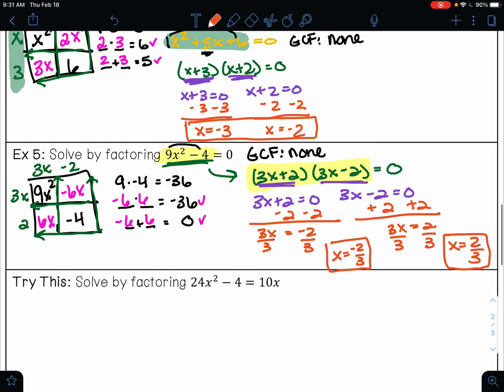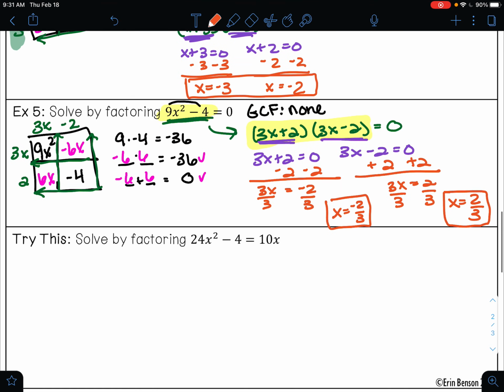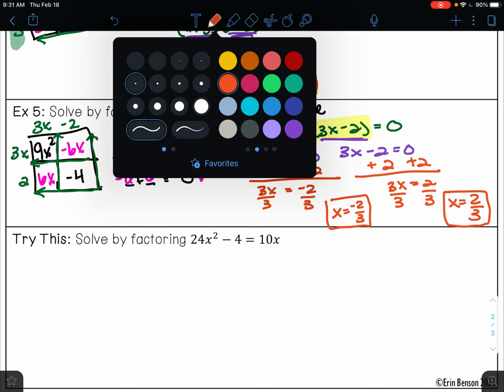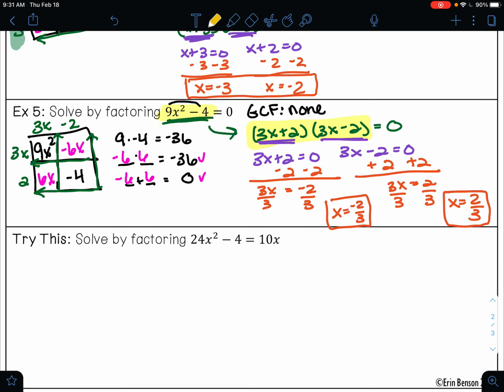On this next one, it says try this. And we have 24x squared minus 4 equals 10x. I'm going to help you get started on this. Remember that to be able to use the principle of zero products, one side must equal 0. And right now, one side doesn't.